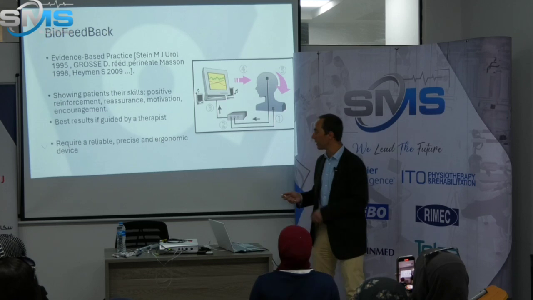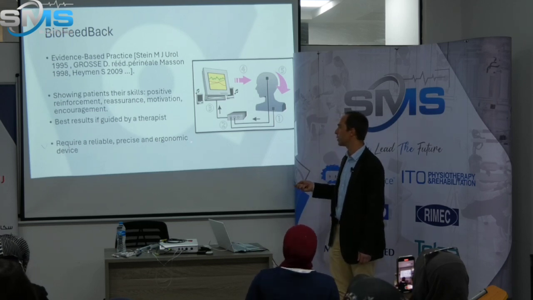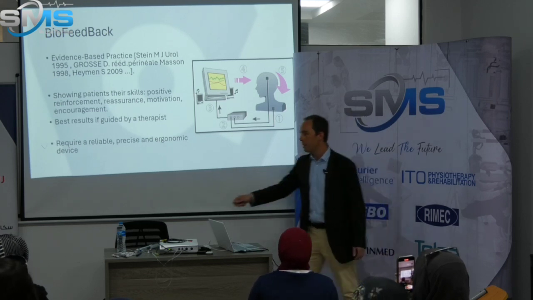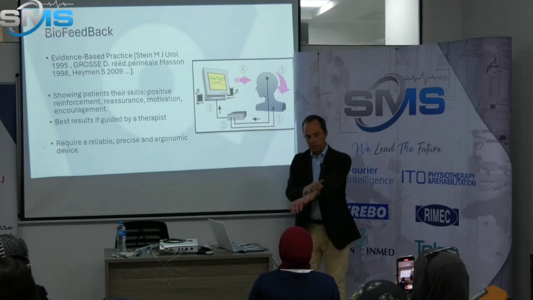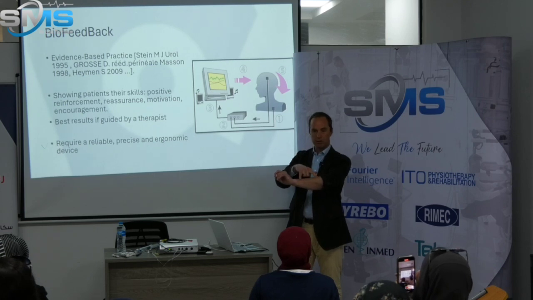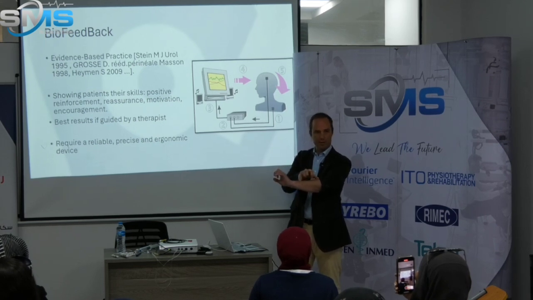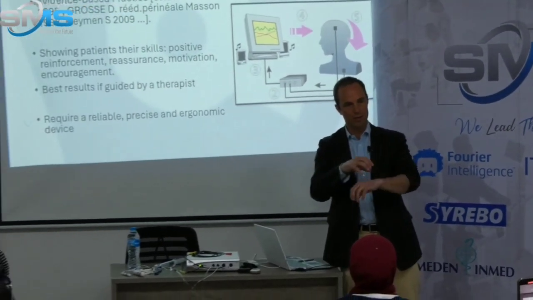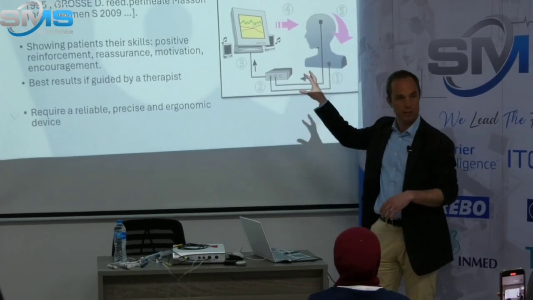And of course, it requires a very reliable, precise, and ergonomic device. Because how it works, I'll show you on my arm. When I contract my arm here, I have a small current between the two extremities of my muscles. But as you can guess, it's very small because nobody gets hurt by touching me when I contract my muscles. So it's about a few microvolts. So that's really nearly zero. So you need a very precise device that can amplify this signal.